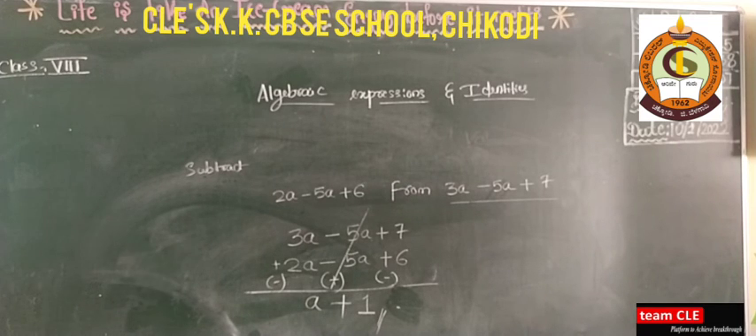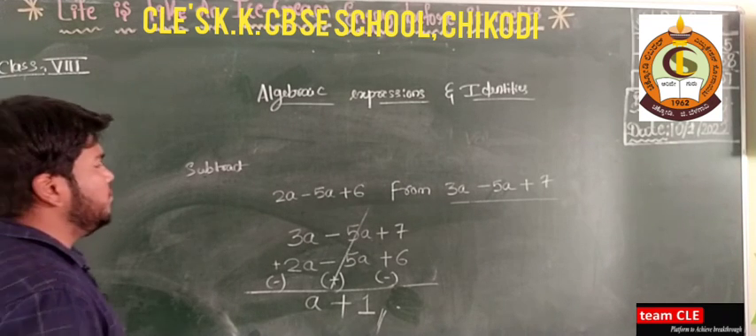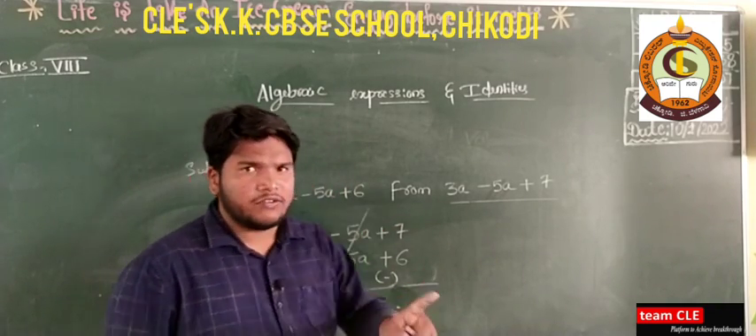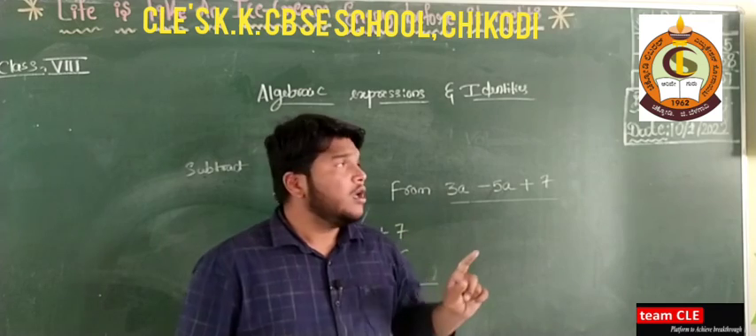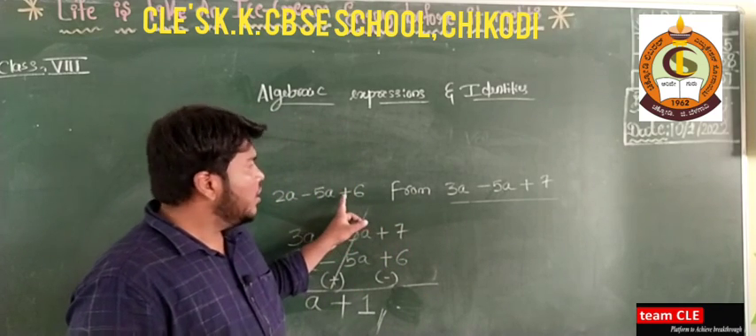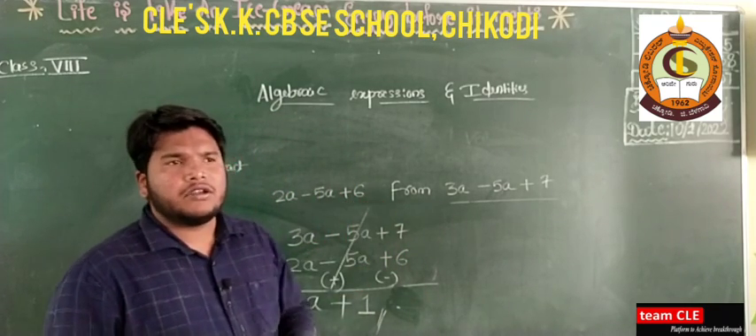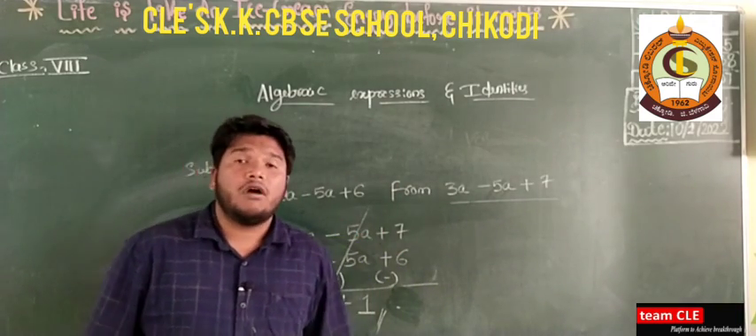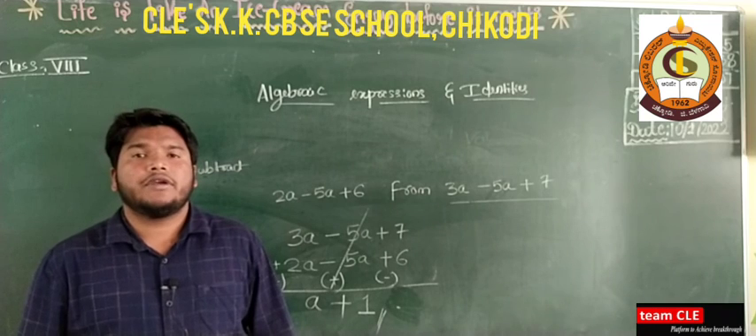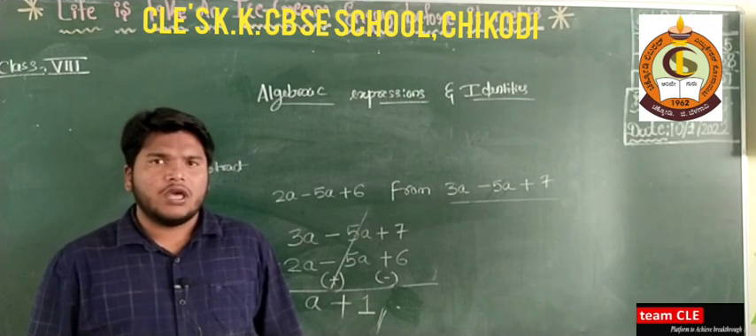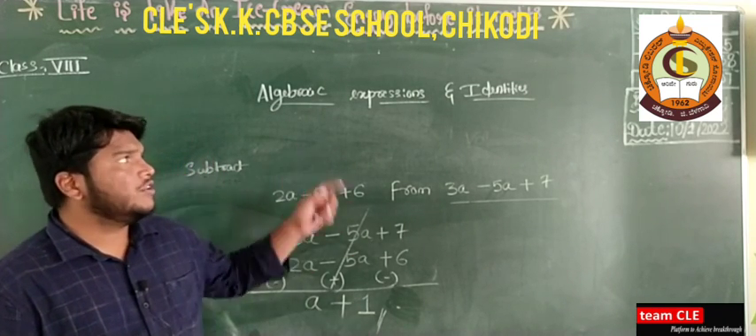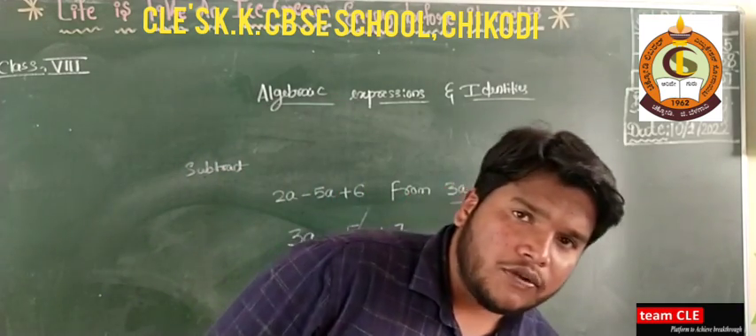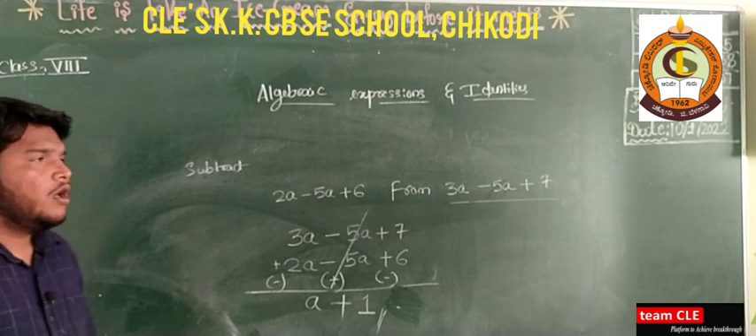I hope you have understood the introduction part of algebraic expressions. You have to solve the first exercise of algebraic expressions: first, write the terms, factors and coefficients; second, addition of algebraic expressions; and third, subtraction of algebraic expressions. You have to solve the first exercise of algebraic expressions and identities, and send it to my WhatsApp number. I hope you will send it.